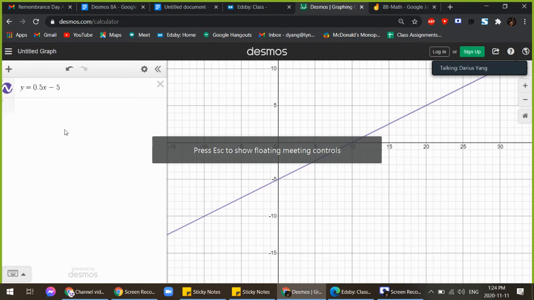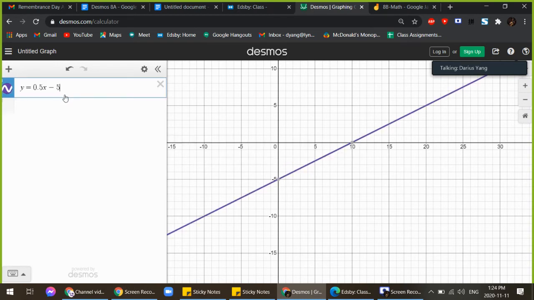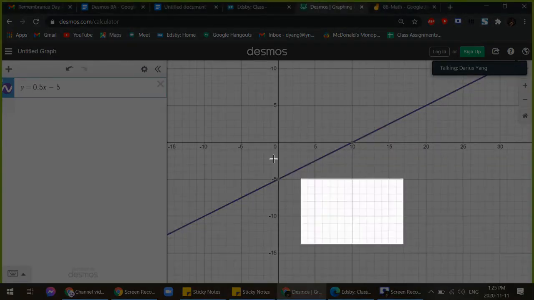Now, what do we need to do today? You are assigned a line. So let's just say this is our line, 0.5x minus 5. What you're going to do is graph this line in 5 seconds by copying my equation and pasting it here. That's really easy. And then do a screenshot like this, right?